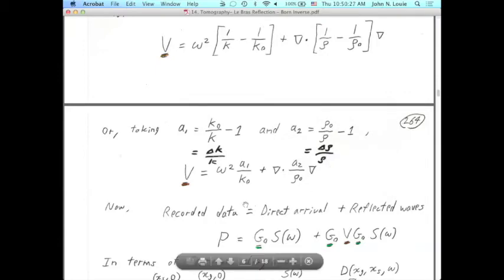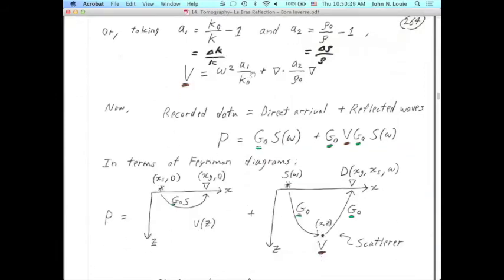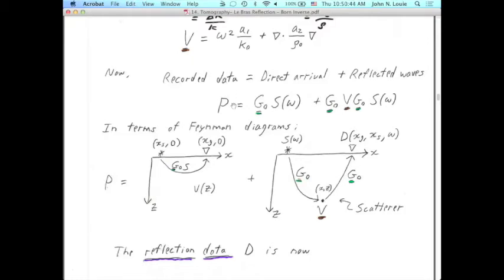All right, so then we can write the scattering potential V as omega squared a1 over k naught plus del dot a2 over rho naught del. Okay, and then here are the Feynman diagrams. The recorded data, we're assuming this is still an approximation, is the direct arrival G naught S plus G naught V G naught applied to S. So there's G naught S, the Feynman diagram for that, which I just put into a cross section because that makes sense to me. If you generalized it, you could make it look more like a Feynman diagram if you wanted to.